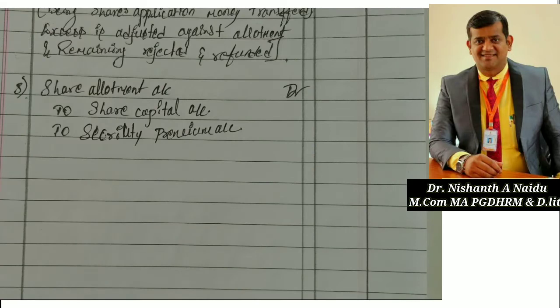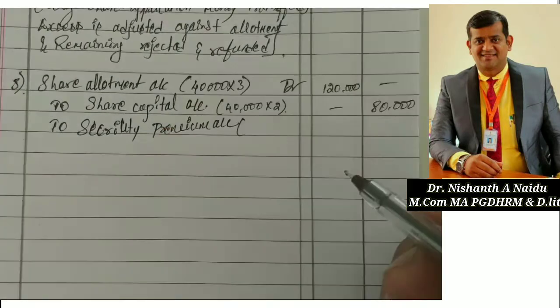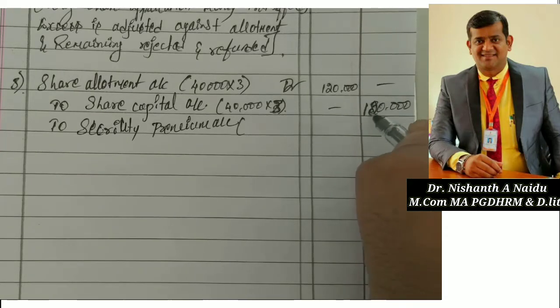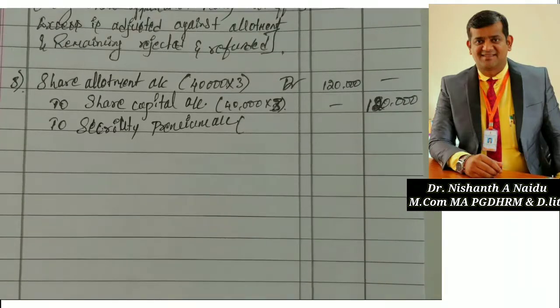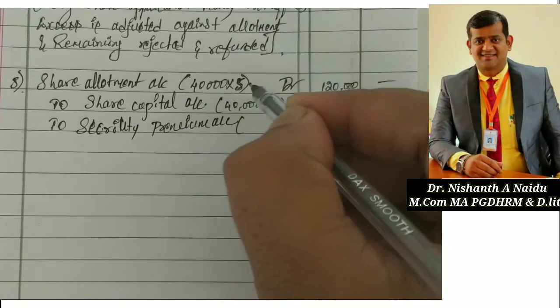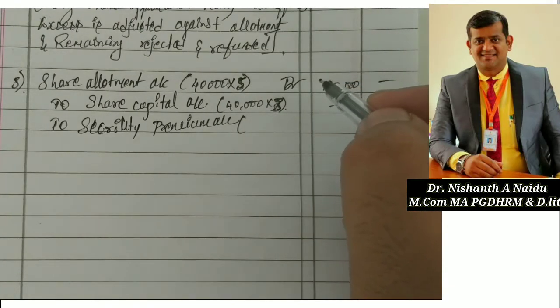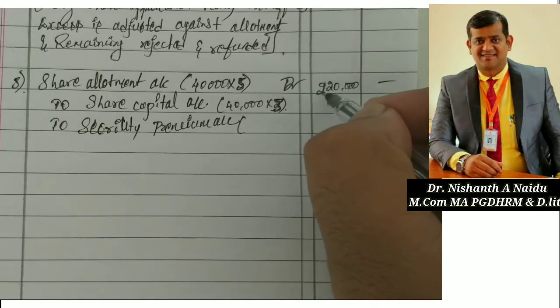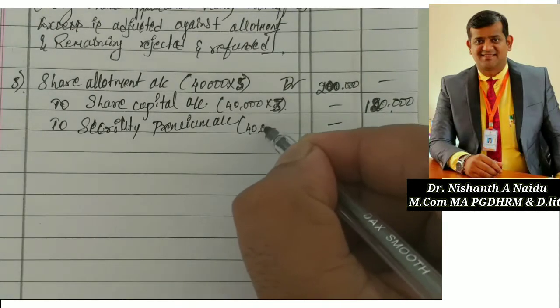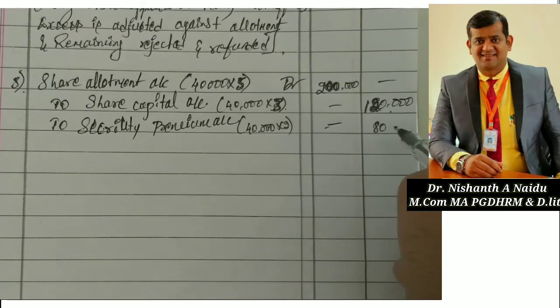Yes, fine. So how much is on allotment which we are supposed to collect in this problem? He said 5 rupees, that including premium. So then how much is the premium? 2 rupees, correct? So share capital, 40,000 into 3, that is 1,20,000. So share allotment account is 40,000 into 5, which is inclusive of premium. The amount comes to 2 lakh rupees. Then for the capital 40,000 into 3, 1,20,000. Then for the premium 40,000 into 2, so that comes to 80,000 rupees.